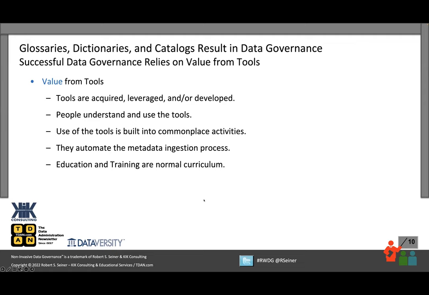If we're expecting people to use the catalog, or if we're expecting people to use the glossary, dictionary, or the catalog, they need to know it exists. They need to know what information's there. They need to trust that it's up to date. They need all of these things.